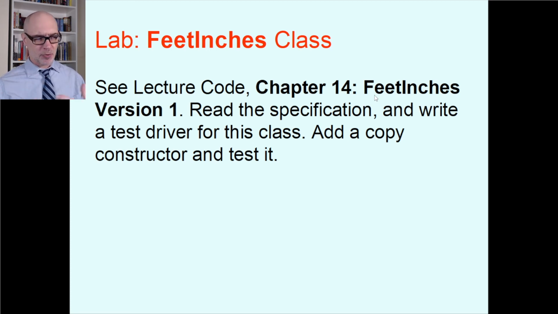And so in the next lab with my students, I would look at this feet inches version 1 as we start to build out and expand on it. Read the specification and write a test driver to test the public functions that are in version 1. Of course, there's a constructor, there's a setter, there's an accessor, things like that. And what we would also do is add a copy constructor, to make sure that I can initialize one of these feet inches objects to another one, because we might need to do that a couple times. So that's a good example of taking some existing code in the book and then adding a little bit to it, namely a copy constructor, and making sure that we understand that.